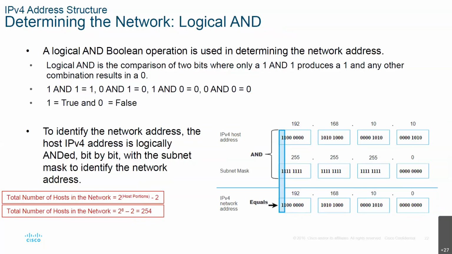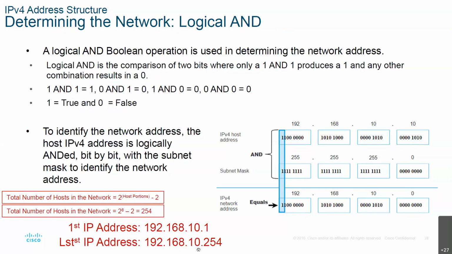What we care about is, what is the first IP address? The first IP address will be 192.168.10.1. What is the last IP address? 192.168.10.254. And what is the broadcast address? Just take the last IP address and add 1.